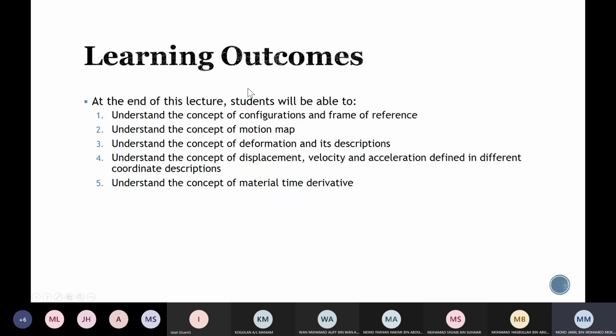So in this topic, you will be able to understand the concept of configurations and frame of reference, and also understand the concept of motion map. Then understand the concept of deformation and description, and also the concept of displacement, velocity, acceleration. I think you have learned this in statics, dynamics, but define this in different coordinate description. What is description? Later on we will see. And also understand the concept of material time derivative.